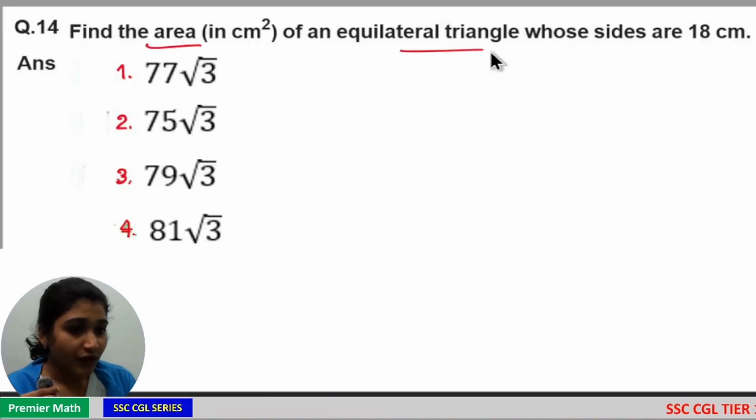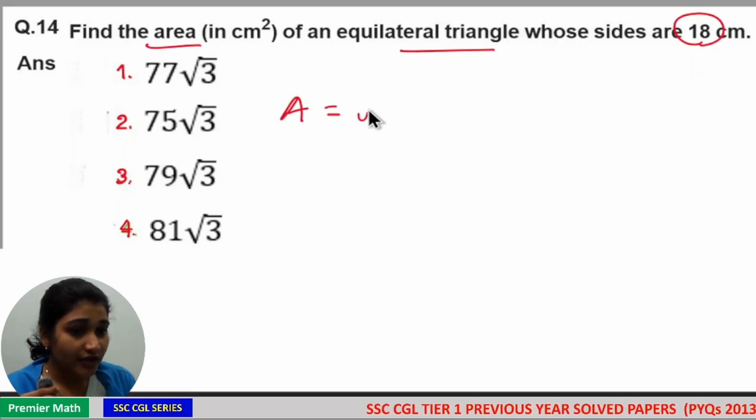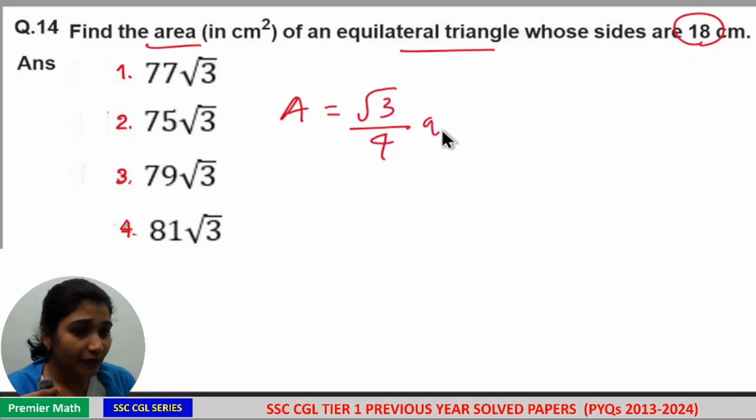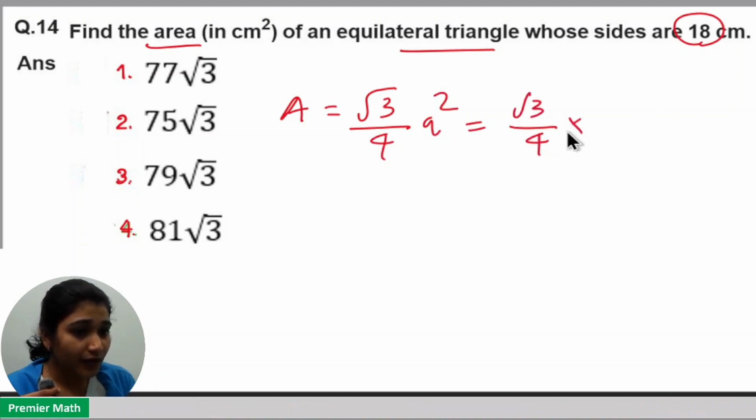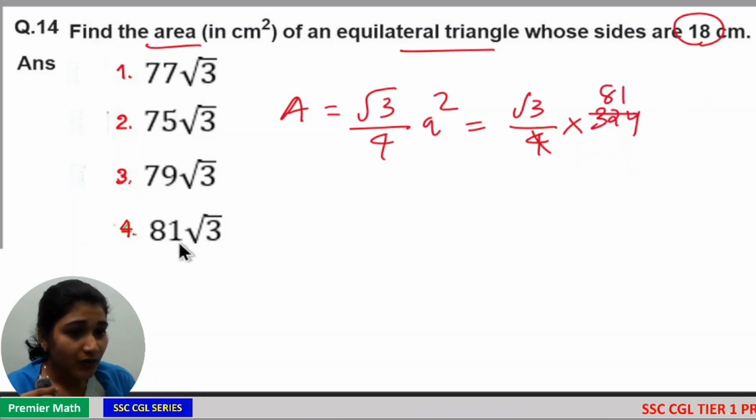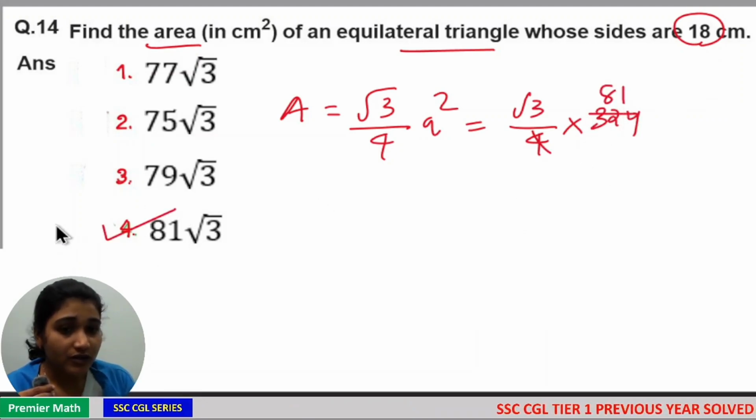Find the area of equilateral triangle whose sides are 18 centimeter. Area of equilateral triangle is equal to root 3 by 4 a square. Here a is the side. So root 3 by 4 into 18 square is equal to 324. 4 goes 8 times in 32, 1 time in 4. So 81 root 3, option 4 is your answer.